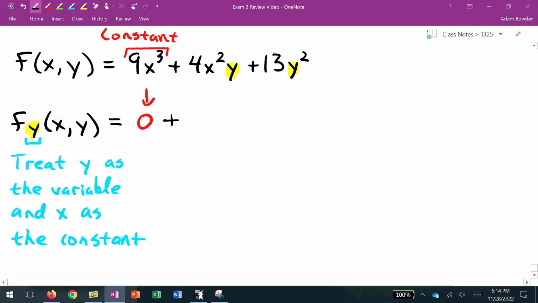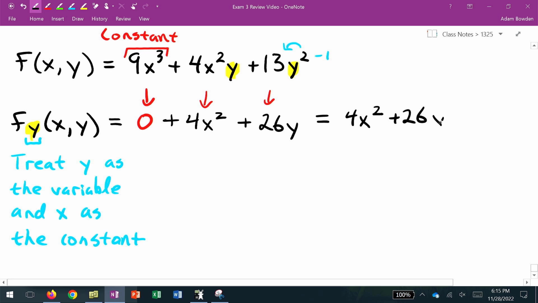Plus, this will be the next term. When we take the derivative here, it's going to just be 4x squared. The reason why it's just 4x squared is because, again, y is the variable, and when we take the derivative of just y, it goes away, leaving just the stuff next to it in the front. So it'll be the 4x squared here in this case. Plus, and then the last term, same trick to find the derivative here. 2 multiplies times the 13, take one away, you get 26y. So this one would be 4x squared plus 26y.